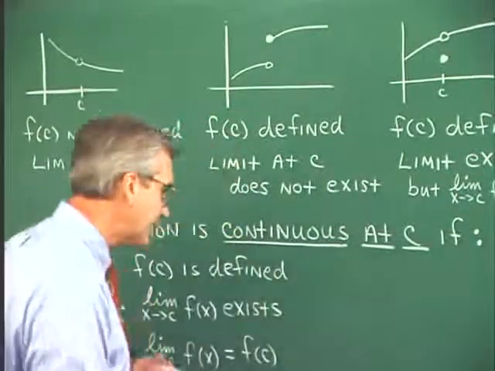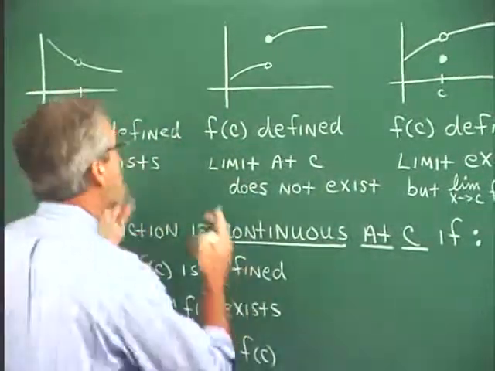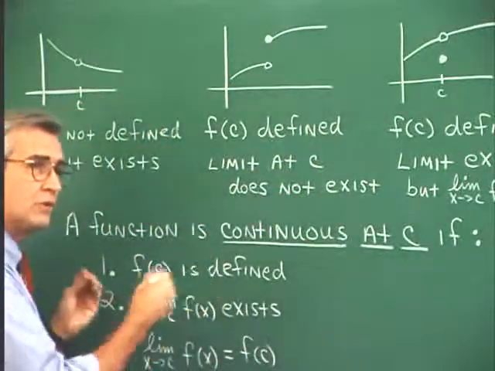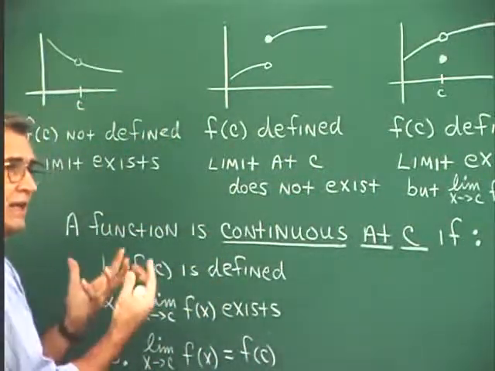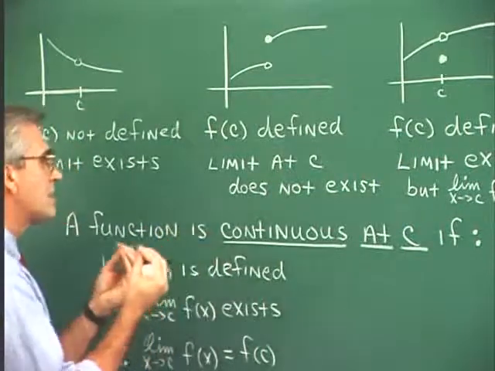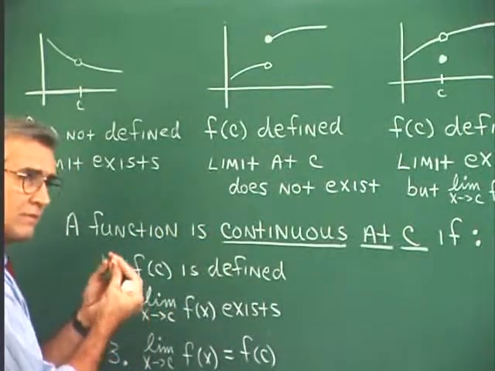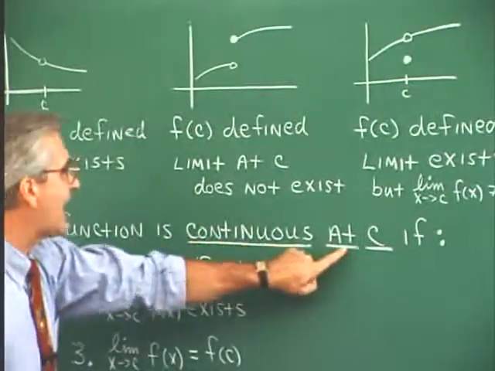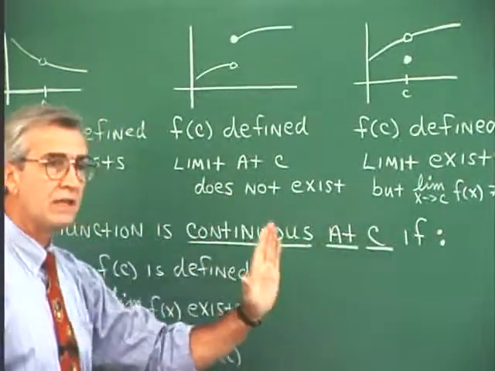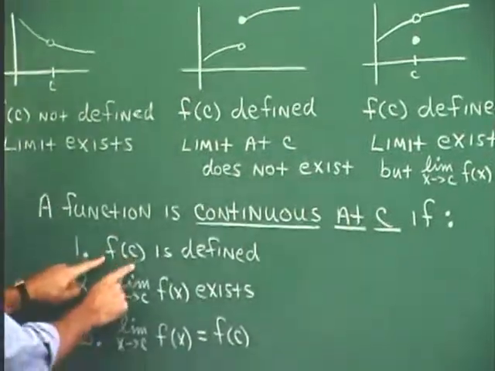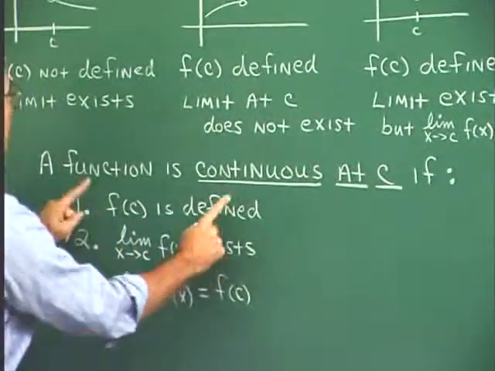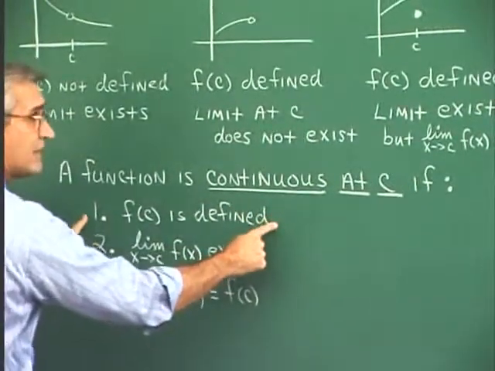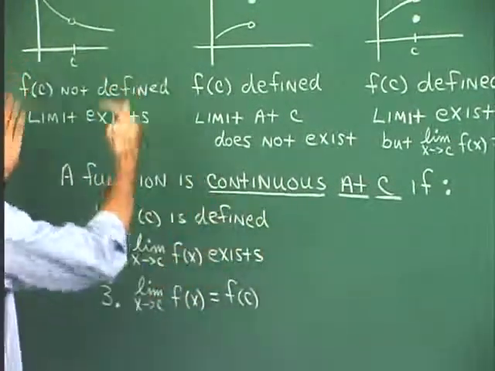Now, it turns out that if we can remove all of these problems, then we have continuity at c. And that allows us to make a definition for a function being continuous at c. So a function is continuous at a point c if these situations occur. If f of c is defined, now notice here f of c was not defined, so this part of the definition is taking care of that circumstance.